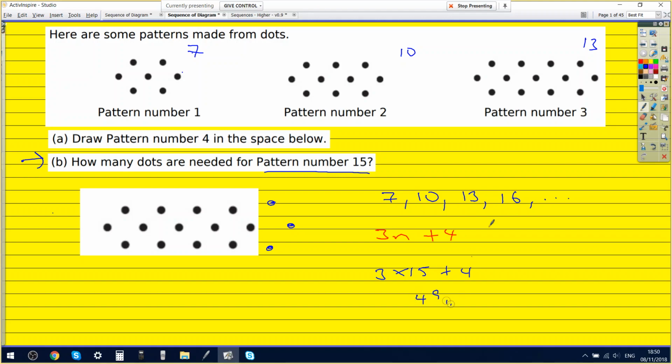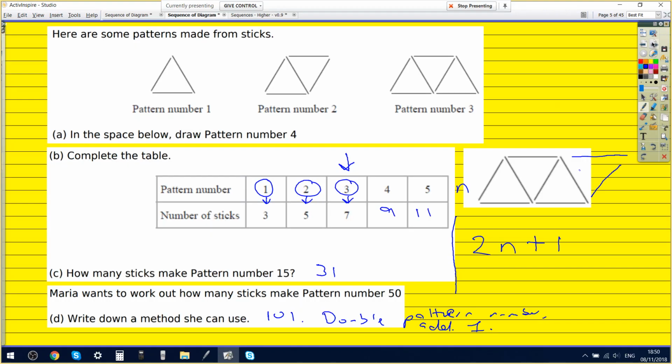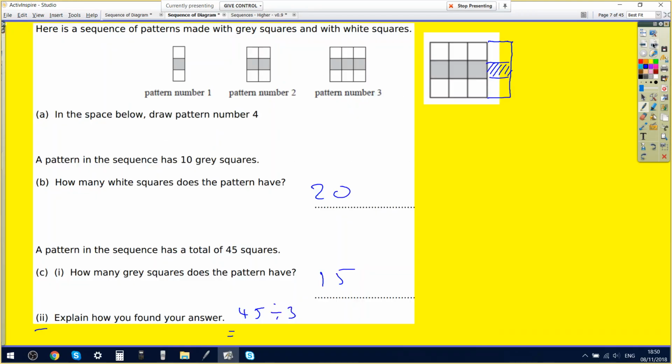And so now you can see it's not a table, it's actually the number of dots. You start with the pattern number 1, times it by 3, then add 4. Times by 3, add 4, times by 3, add 4. It's a way to calculate the number of dots from the pattern number. Okay, so this one we said was 2n plus 1. Oh, you actually got this one using intuition.